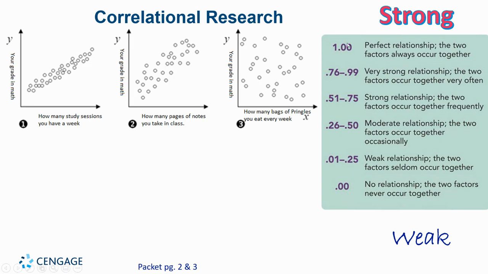Now, in that last graph, the dots are almost entirely random. There's a good chance that you're going to end up with a correlation of 0 here. You'd still have to run it through your statistical analysis. Maybe you might end up with a really weak correlation somewhere in there, but probably you're going to end up with a correlation of 0, meaning no correlation at all.